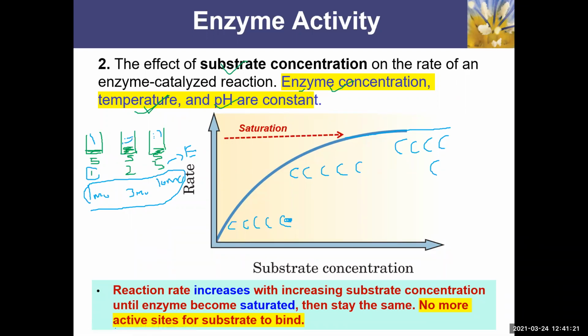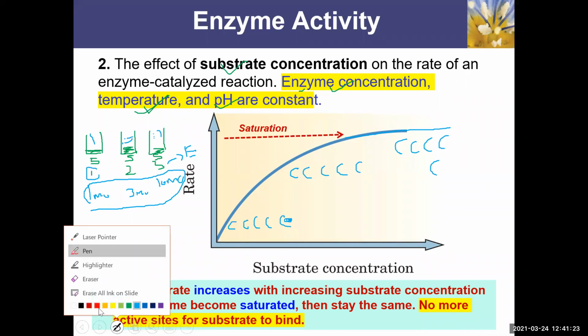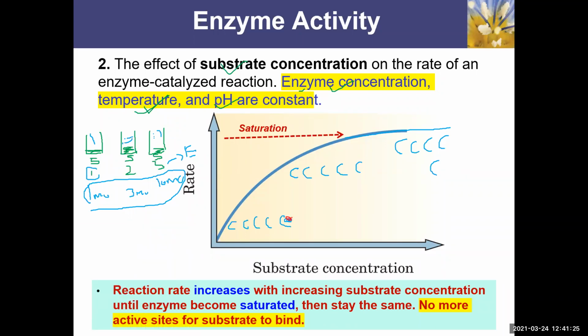Let me use another color. That means it was bound to this one, right? And the second time I increased, I used 2 moles of substrate. So 2 moles of substrate were bound here. Then I used 5 of them. At this point, all 5 molecules of substrate were bound to the enzyme.